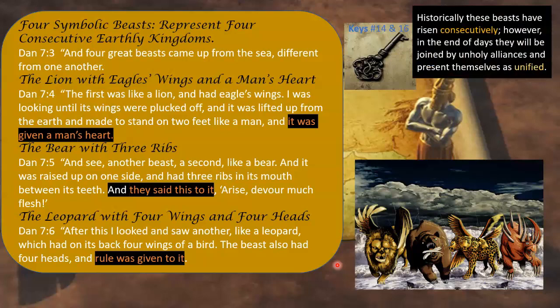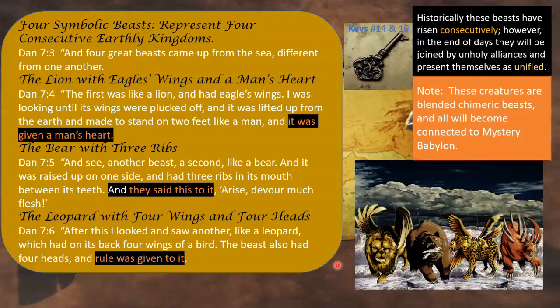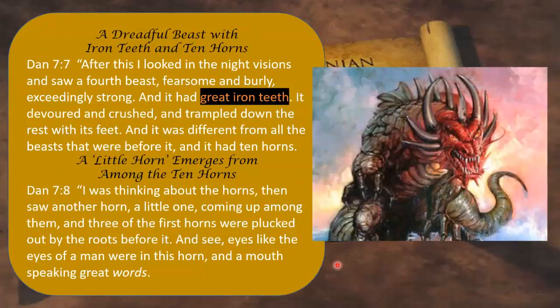So historically, as we are reading, these beasts have risen consecutively. However, in the end of days, they will be joined by unholy alliances and present themselves as unified. So note these creatures are blended chimeric beasts, and all will become connected to Mystery Babylon.